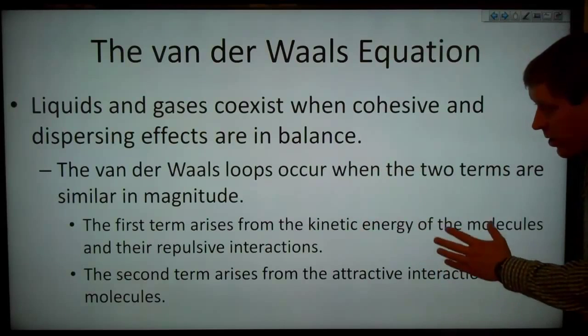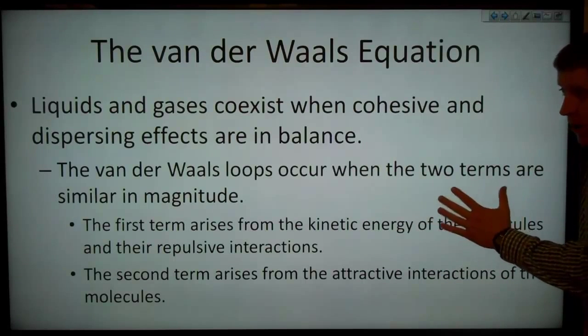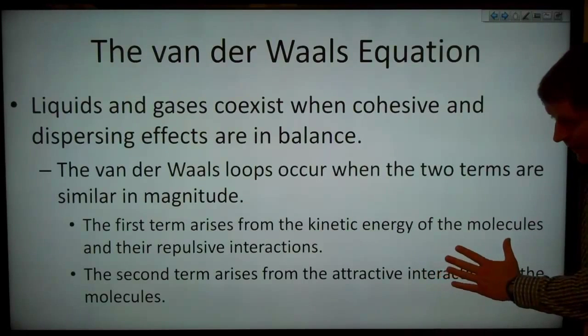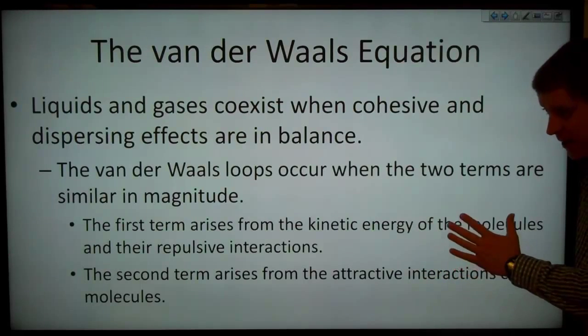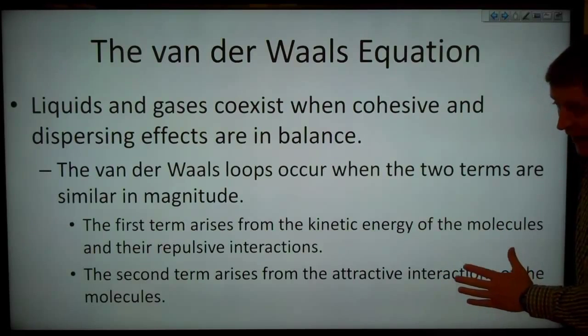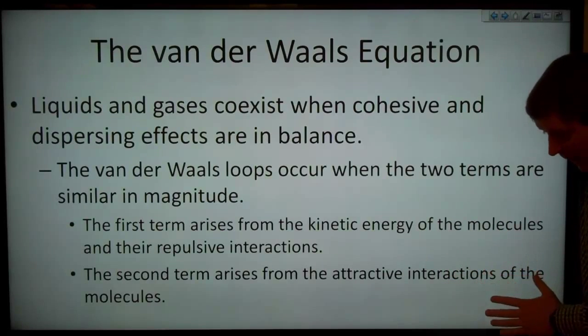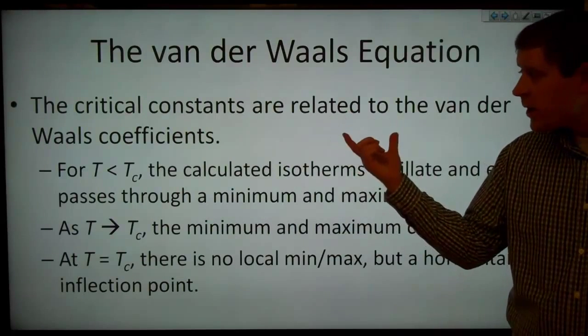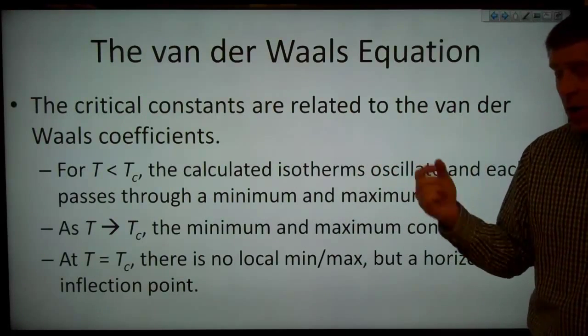Now, liquids and gases coexist when cohesive and dispersing effects are in balance. And the van der Waals loops occur when the two terms are similar in magnitude. The first term arises from the kinetic energy of the molecules and their repulsive interactions. And the second term arises from the attractive interactions of the molecules.